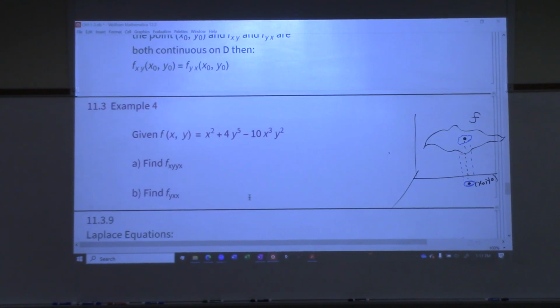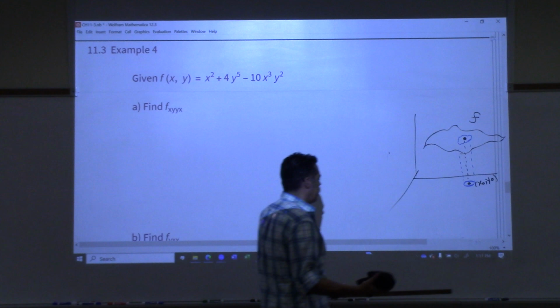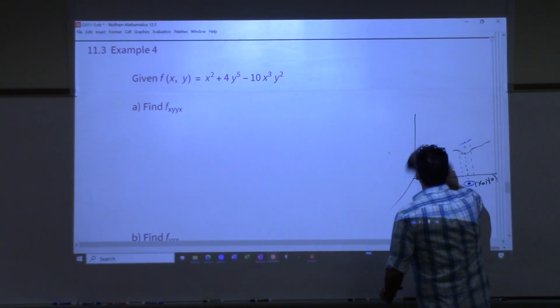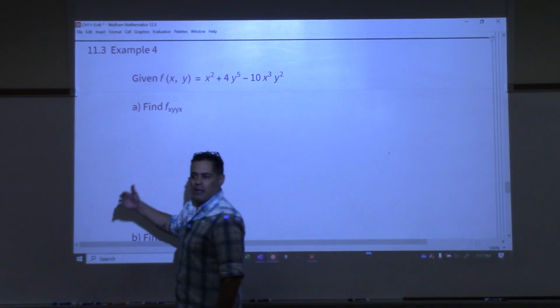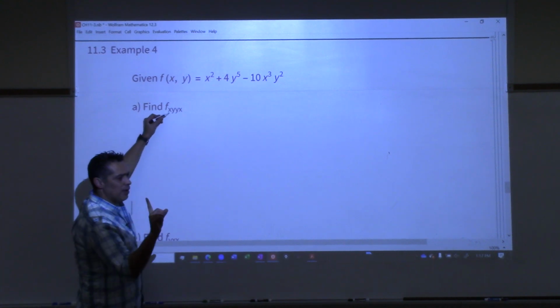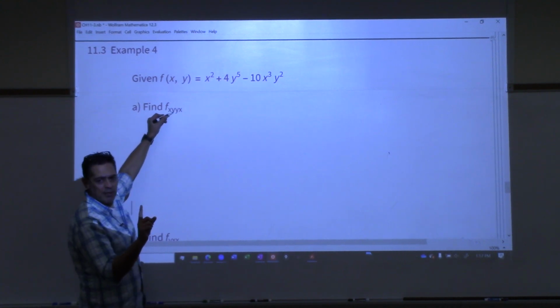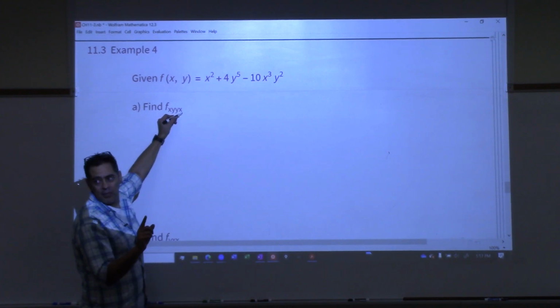For the next one, this would be like a Cal 1 class. If you were asked to find the fourth derivative of a function, that's what this question is like. We're asking for the fourth derivative of a function, but because it's a function of two variables, I can tell you what order I want you to go in. I want you to go with respect to x first, take that answer, then go with respect to y, then that answer with respect to y again, then that answer with respect to x.